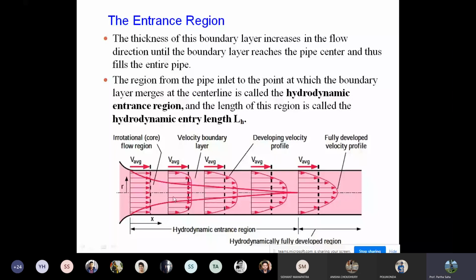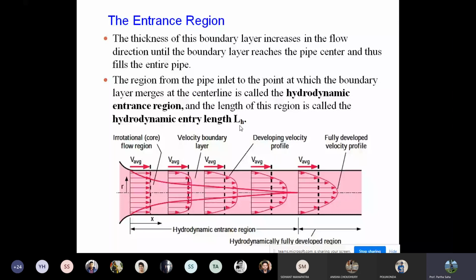The radius of the tube is r, and the thickness of the boundary layer increases in the flow direction until the boundary layer reaches the pipe center and thus fills the entire pipe. So these two boundary layers, which are symmetric, converge to a point, and beyond this point the fully developed flow velocity profile is established. The region from the inlet of the pipe to the point at which the boundary layers merge at the center line is called the hydrodynamic entrance region, or simply the entrance region. The length of this region is given by LH. I have taken this slide from a presentation, that's why it's given as LH, but LH and xi, which I mentioned in my previous slide, are the same.